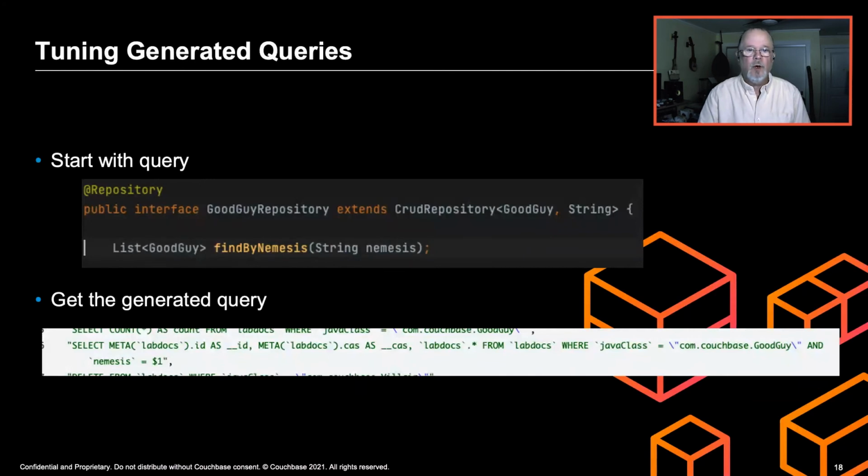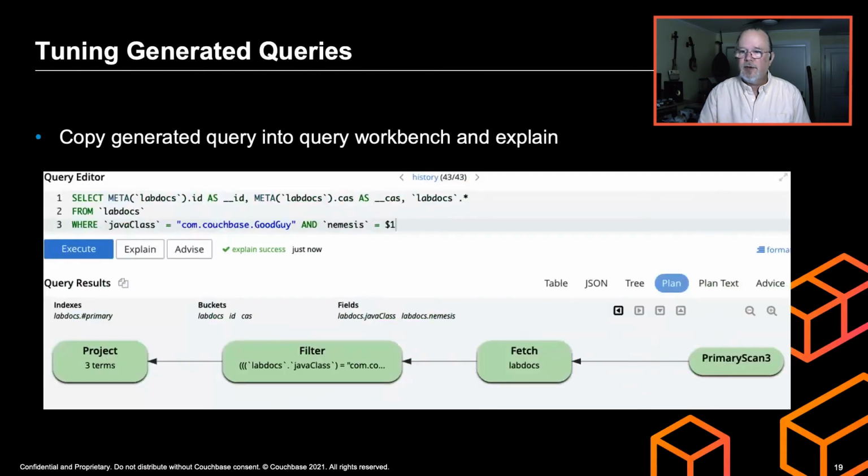So here's one where we're doing in our good guy repository, find by nemesis, and it's creating our generated query where it's select ID, CAS, and asterisk from the bucket. So it's got the Java class and our field in there. So we take that and pop that into the query editor, take out the backslashes around the quotes, and do an explain plan on there.